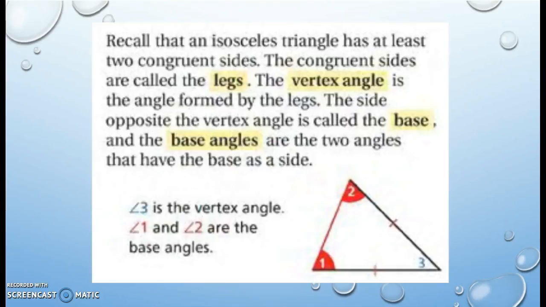So recall that an isosceles triangle has at least two congruent sides, and the congruent sides are what we call the legs. So in this diagram down here, we have a single tick mark on two of our sides, so that means this is a leg, and this is a leg. The vertex angle is the angle formed by both the legs, so that makes angle 3 the vertex angle.